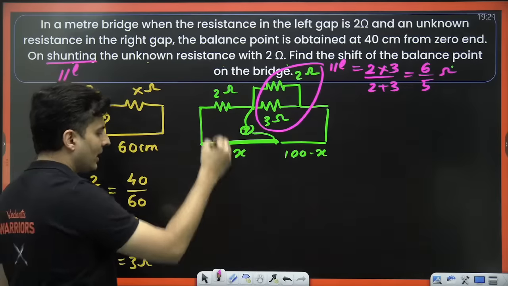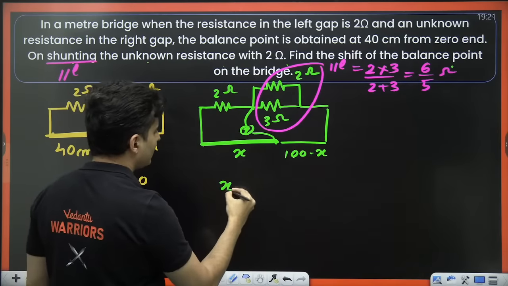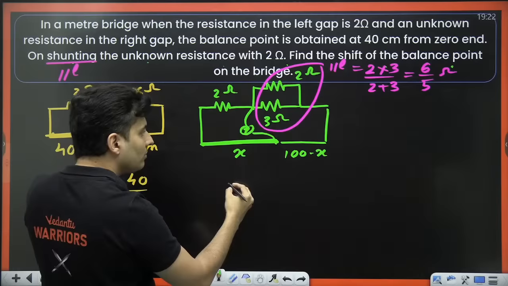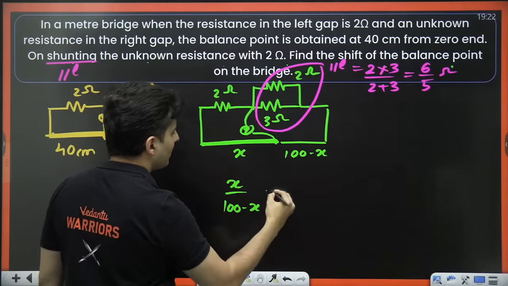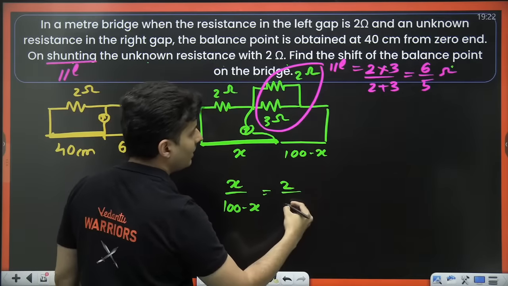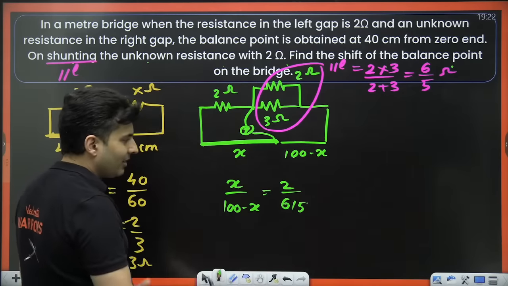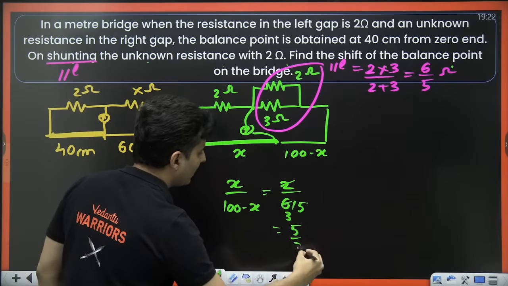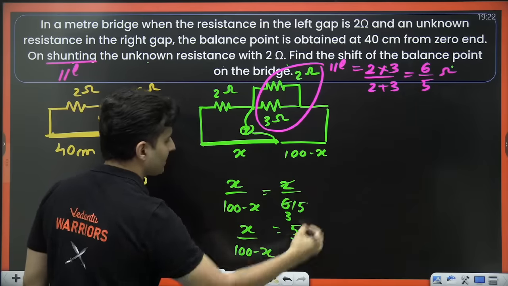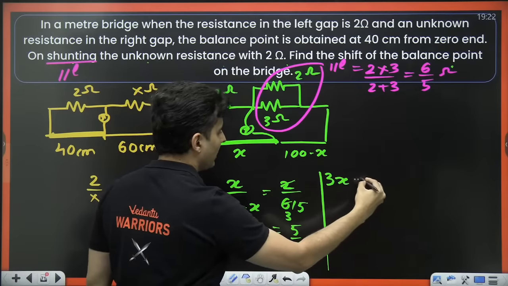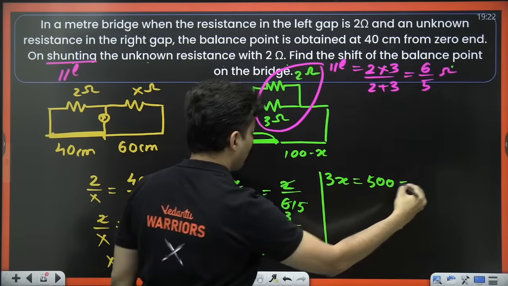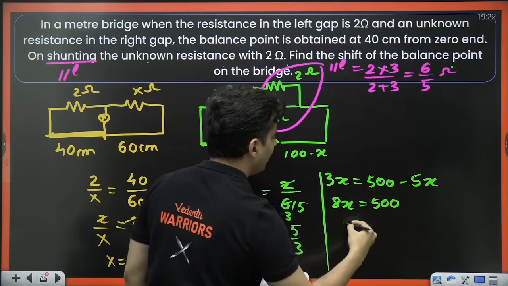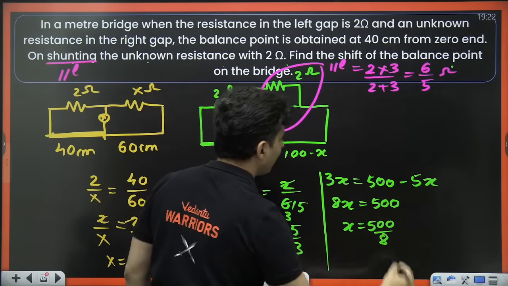6 by 5 ohms. So hence over here I can say x by 100, or x by 100 minus x, this by this will be this by this. So 2 by 6 by 5. Now it's just simple math. 2 5s are 10, and in fact I can write it like this: 5 by 3 will be x by 100 minus x. Solve this, cross multiply. So 3x will be 500 minus 5x. So 8x will be 500. So x will be 500 divided by 8.